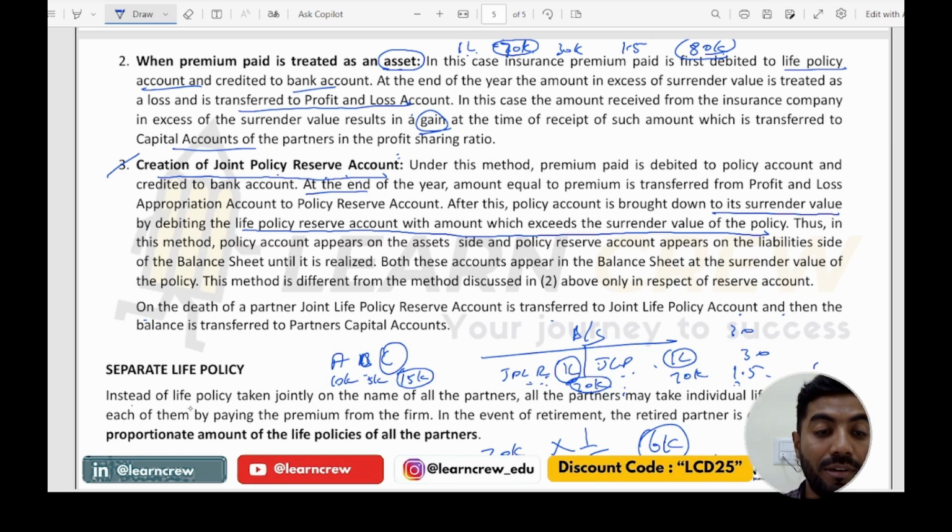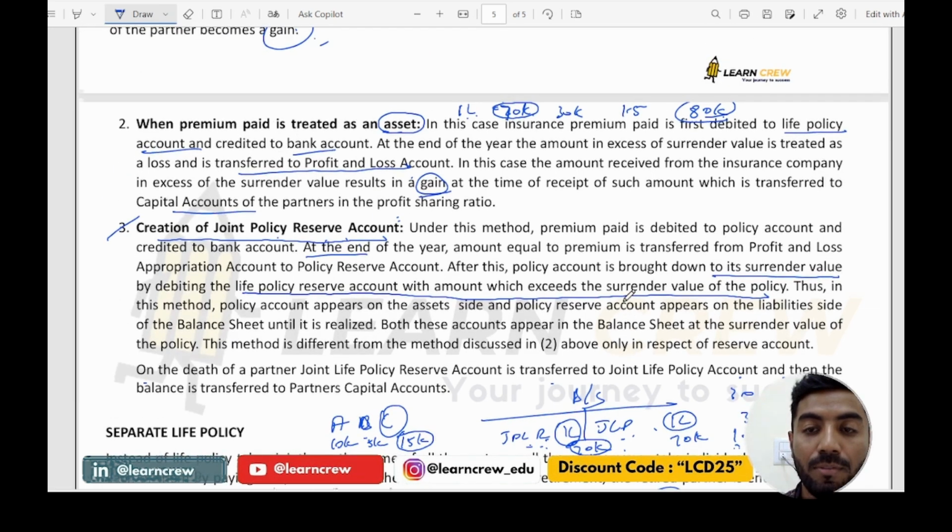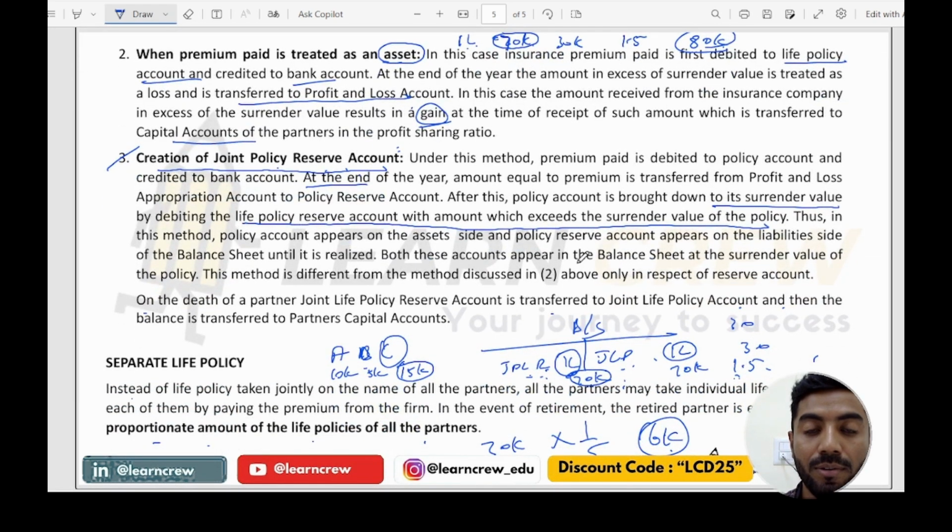Instead of the life policy taken jointly in the name of all the partners, the firm may take individual life policies for each of them by paying the premium from the firm. In the event of retirement, the retired partner is entitled to a proportionate amount of the life policies of all the partners put together. Of this total amount, you have to take his share, that is nothing but 6. Okay, this is all about the retirement of a partner. So the next topic will be looking into death of a partner. Okay, thank you.